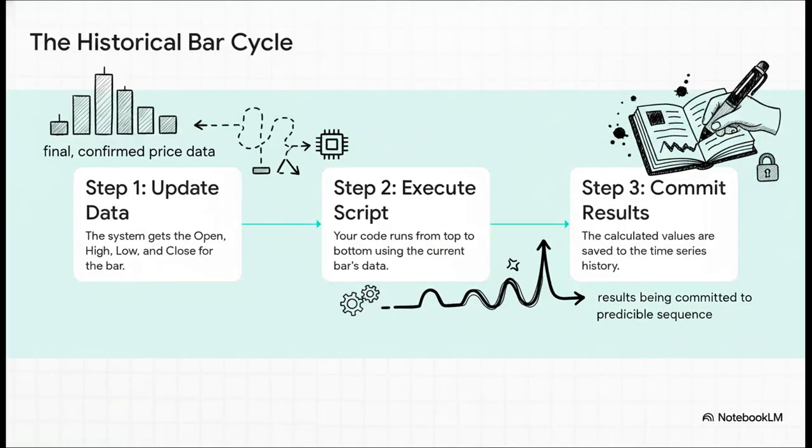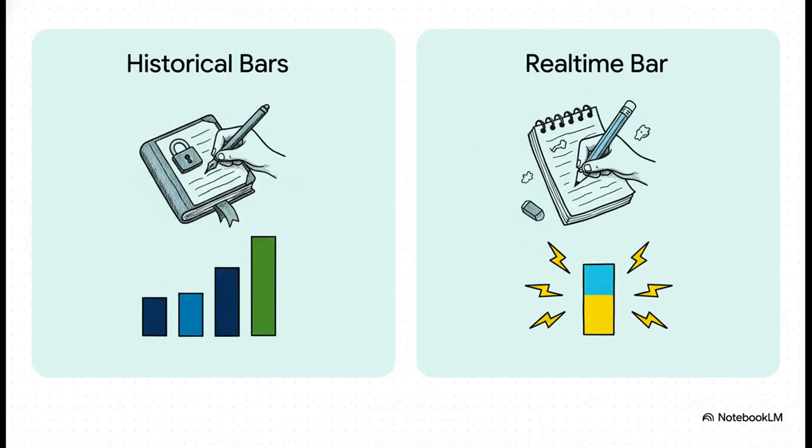For all those past bars, what we call the historical bars, the process is super simple, and most importantly, it's final. For each bar, the system gets the confirmed locked-in price data. It runs your script one time, and then it commits those results to memory, kind of like writing them down in permanent ink. This just repeats, bar by bar, in a really strict, predictable sequence. And this slide just lays it all out perfectly. Think of the historical bars as that locked ledger. The entries are final, they're permanent.